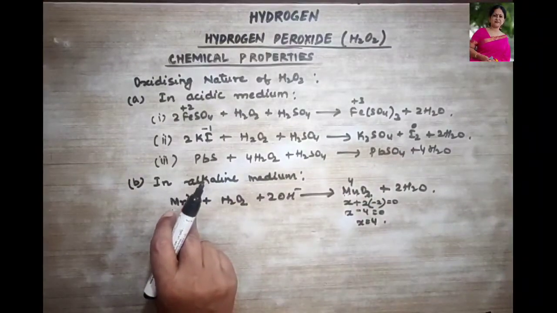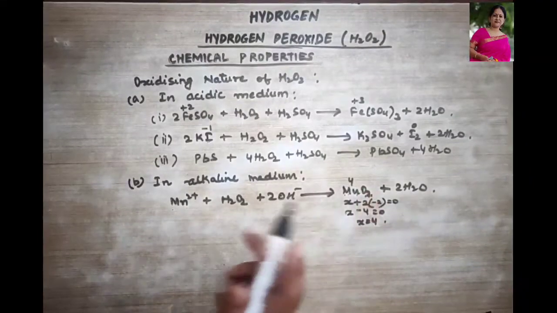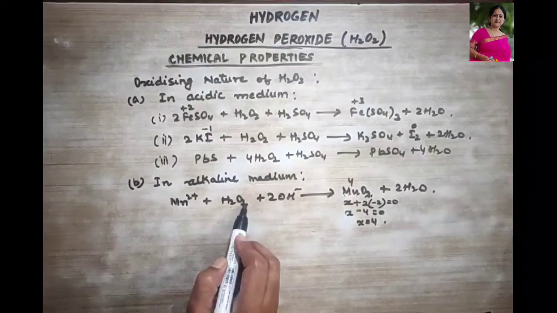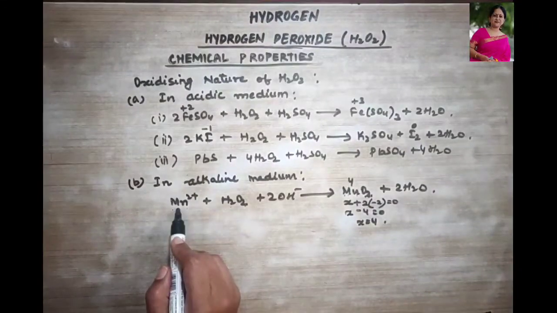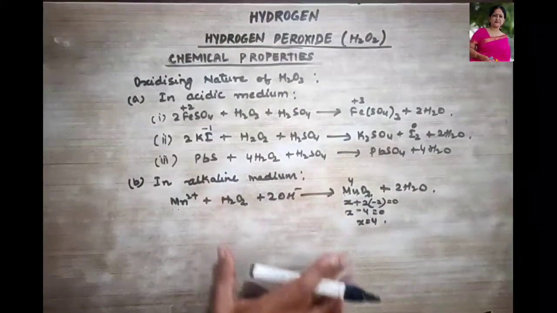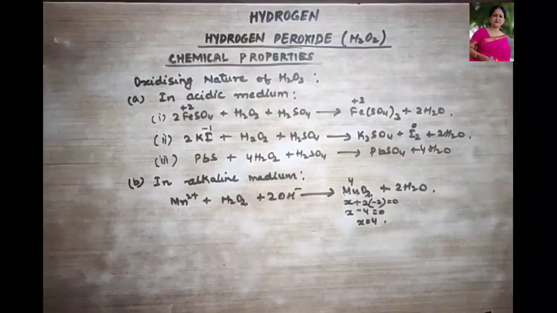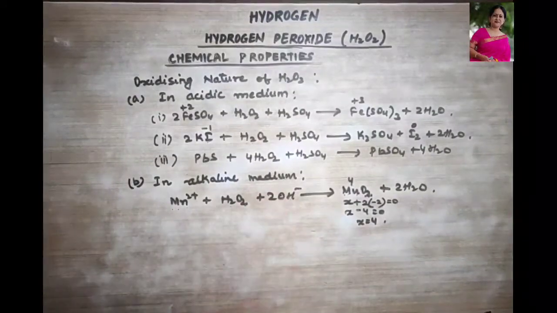So from plus 2, it has increased to plus 4. Therefore, over here hydrogen peroxide shows its oxidizing nature, or oxidizes manganese to manganese dioxide. I hope these reactions are clear to you. Now we are going to discuss about the reducing nature of hydrogen peroxide.